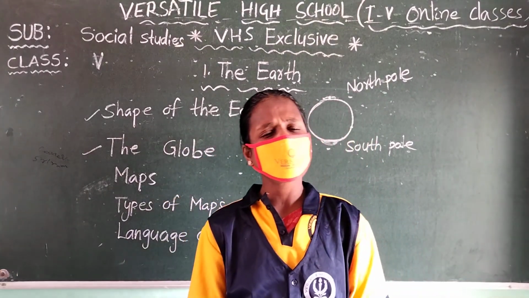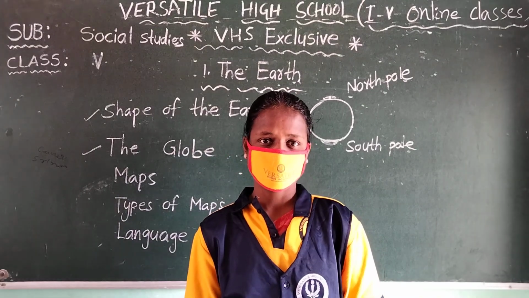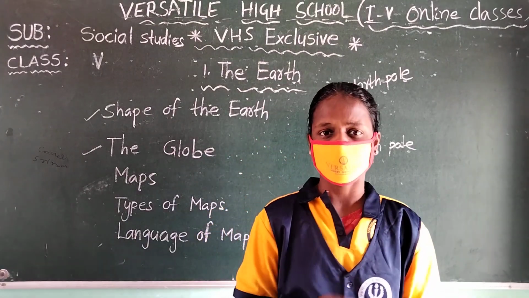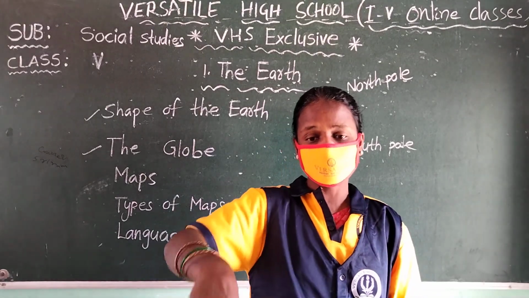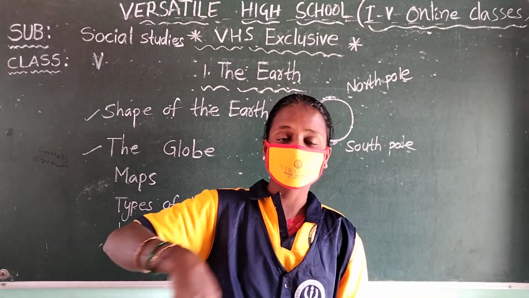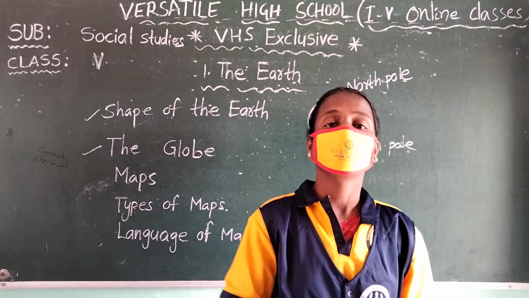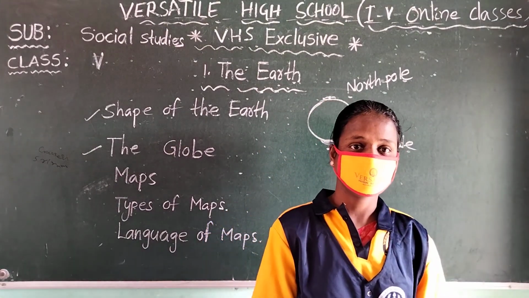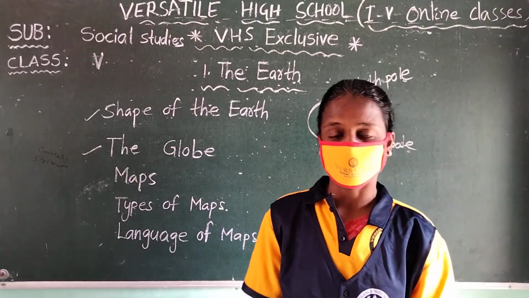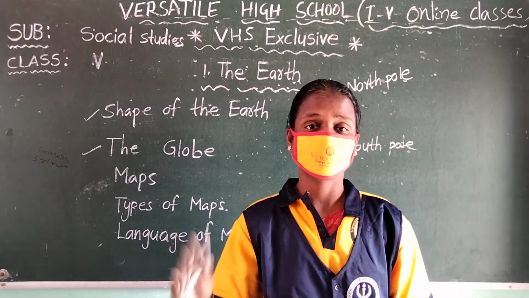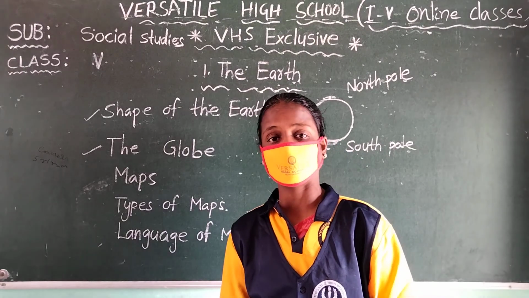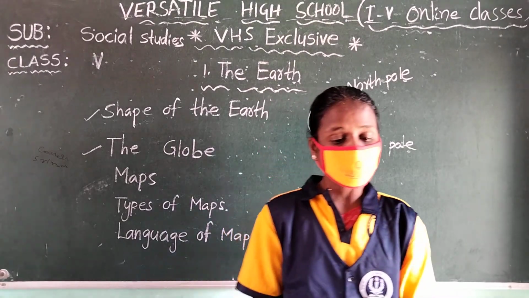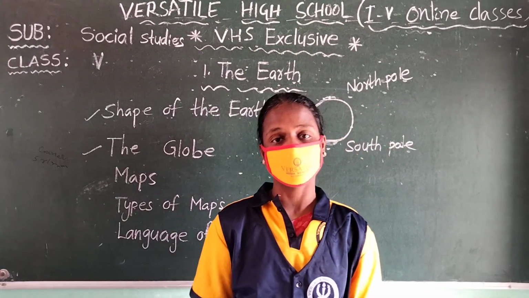Here the globe has some limitations. We can see only one point, where the continents and oceans are. If we turn it, then we can see all the continents and oceans also. How many major oceans? 5 major oceans: Pacific Ocean, Atlantic Ocean, Arctic Ocean. So the globe has some limitations.